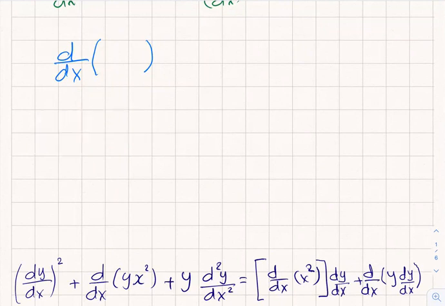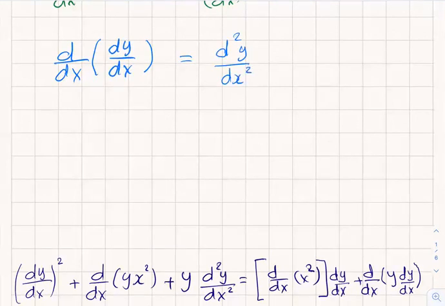Let's say we have d over dx of dy over dx. This means differentiate dy over dx with respect to x. dy over dx is already the first derivative. If we do d over dx for this one, it's going to be the second derivative. So in this case, this is going to be d squared y over dx squared.